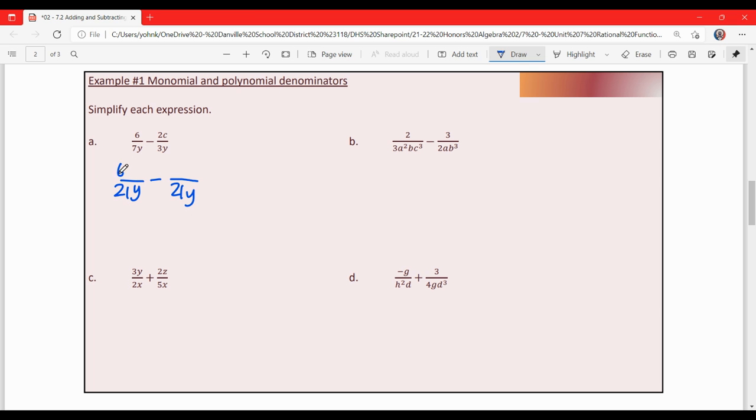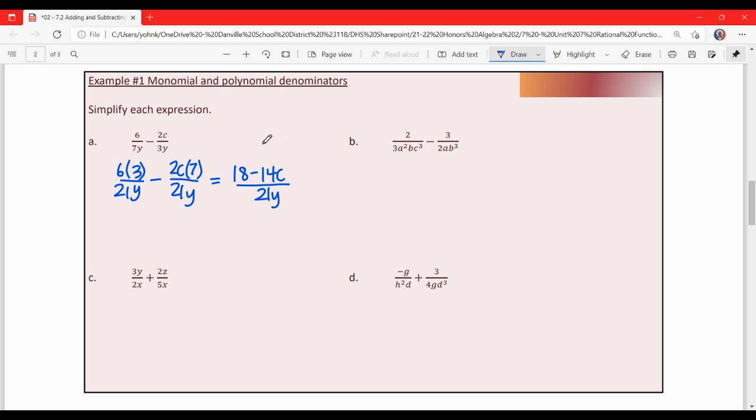So I'm going to put the 6 there, and then I ask myself, what do I multiply 7y by to get 21y? Well, I need a 3. And then I'm going to put the 2c there, and I'm going to ask myself, okay, I got the y there, but I need 3 times 7 to get 21, so I need to multiply the top by 7. This will give me 18 minus 14c over 21y.